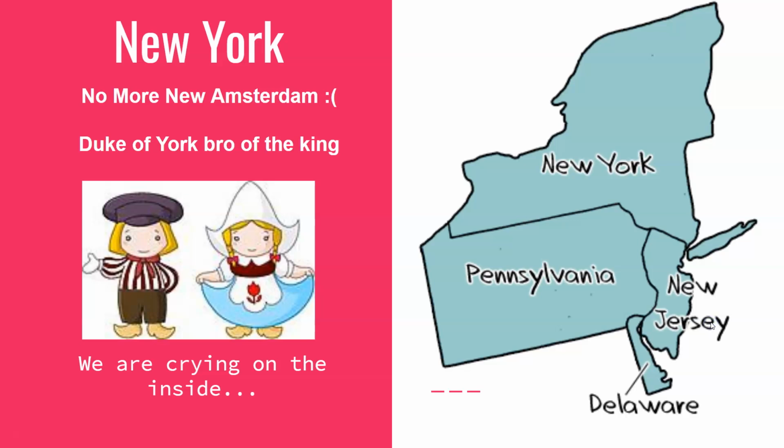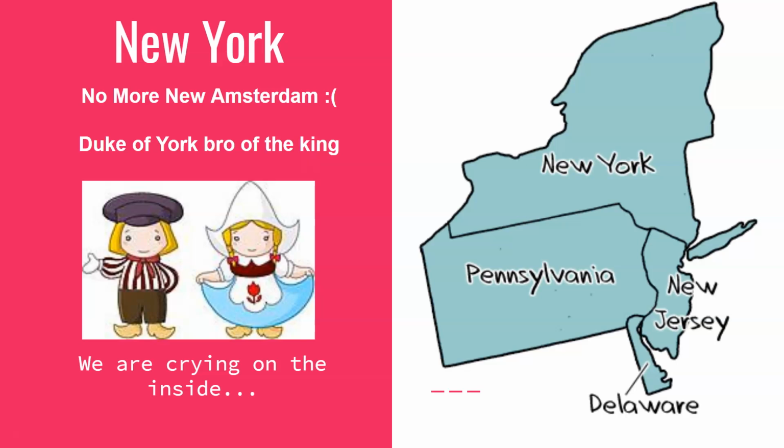Lovely. Okay, so we're looking at New York. We kind of mentioned New York before when we were talking about New Amsterdam because this used to be controlled by the Dutch. So this is the story of how the Dutch lost New Amsterdam. Okay, so this is the general idea. The Duke of York, he is British. He's the brother of the king. So it's kind of nice if your king's your brother because he gives you land.